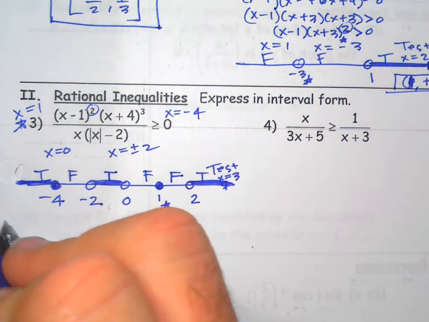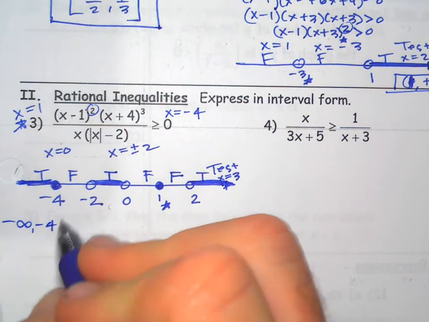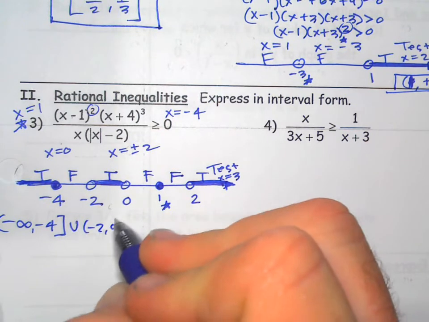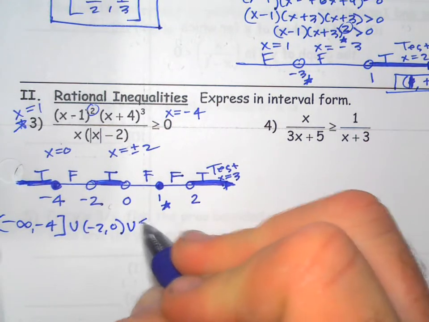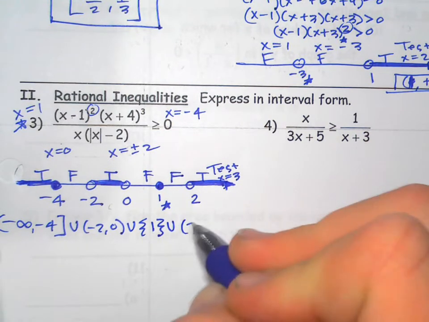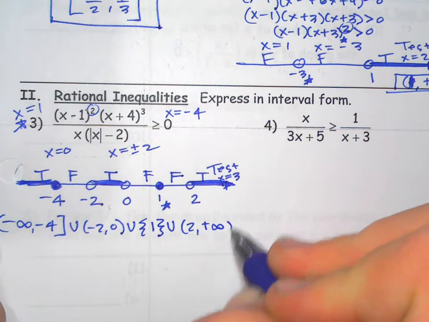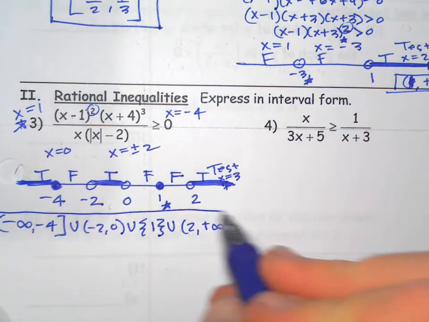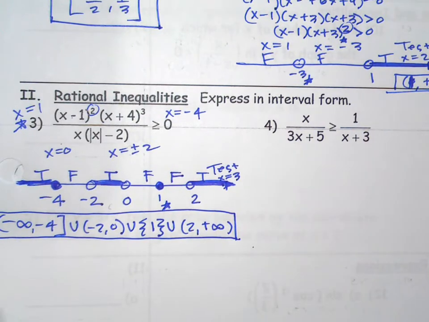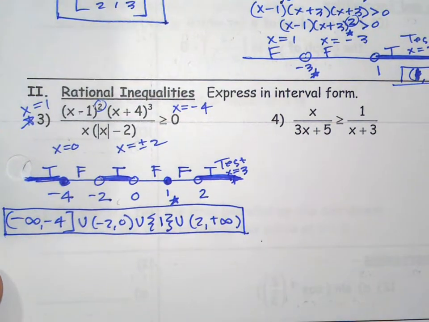Okay, so the answer is -infinity, -4, bracket. Union. -2 to 0, parentheses. Union. 1 is an answer by itself. Union. 2 to positive infinity. I like these. These should be left to right in order as they appear on the number line. So I don't want this 1 just thrown off to the end. I'd like it where it is.